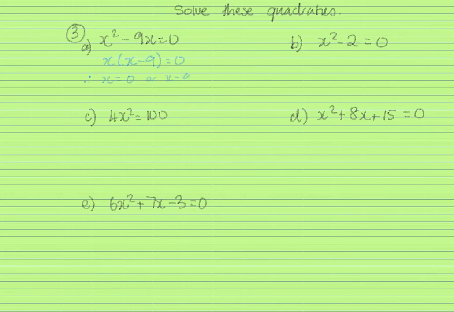x can be 0 or x minus 9 can be 0. And so I just have to solve that last equation. I get x equals 9 and x equals 0. So there's 2 answers, which is often what we get with quadratics.